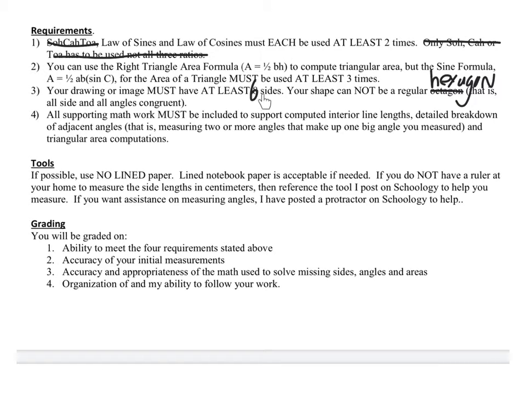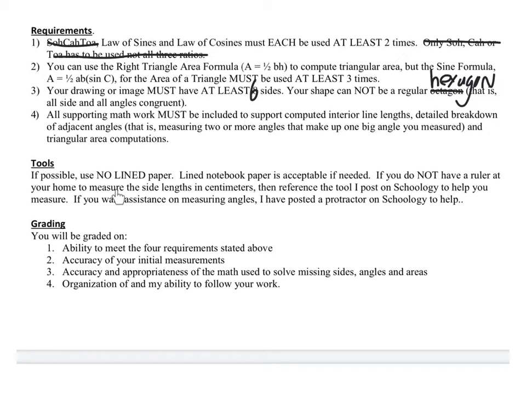Your drawing must have at least 6 sides. You don't need to have more. This does take some time to do, so I would recommend just doing 6 sides. The only shape you can't do is a regular hexagon. That means all sides and all angles are congruent. It's the standard shape that pops into your head, and it's the one you cannot use. And you must show all of your supporting math on how to compute your interior line lengths, breaking down adjacent angles, and how you got your triangle area computations.